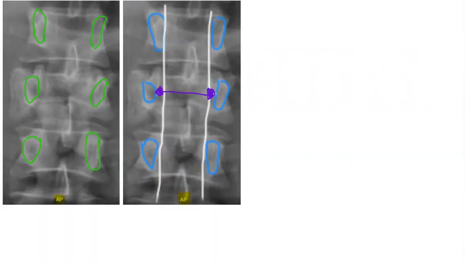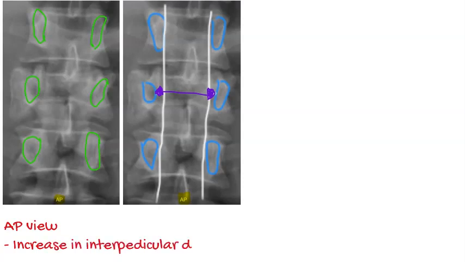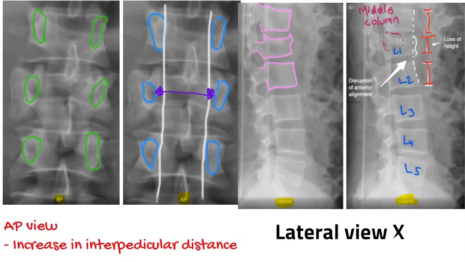For another view, this AP view shows a pedicle and there's an increase in the interpedicular distance. You can see it by the arrow that is illustrated on the left hand side. On the lateral view of the lumbosacral region, there is a loss of vertebral body height, there's a middle column involvement, and there's a disruption of the anterior alignment. So this patient has a burst fracture of L1.